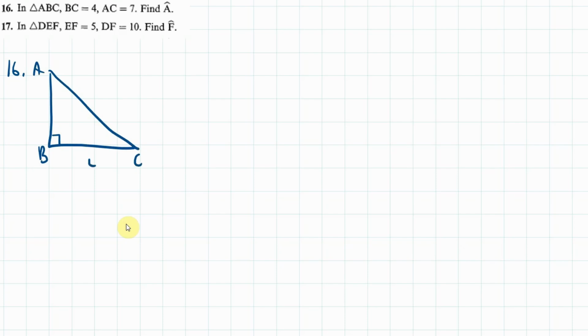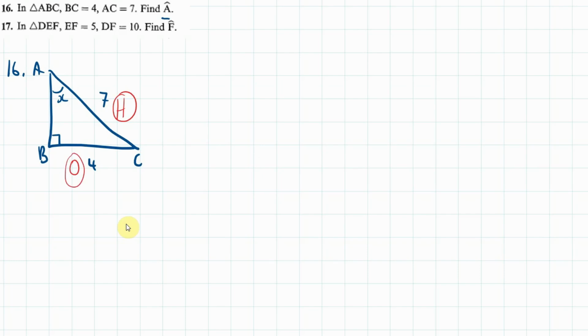Now I know BC is 4. I know AC is 7, so that's my hypotenuse. And I want to find angle A, right? That's what that means, angle A. So we'll call this X. Now let's label our sides. This is hypotenuse.